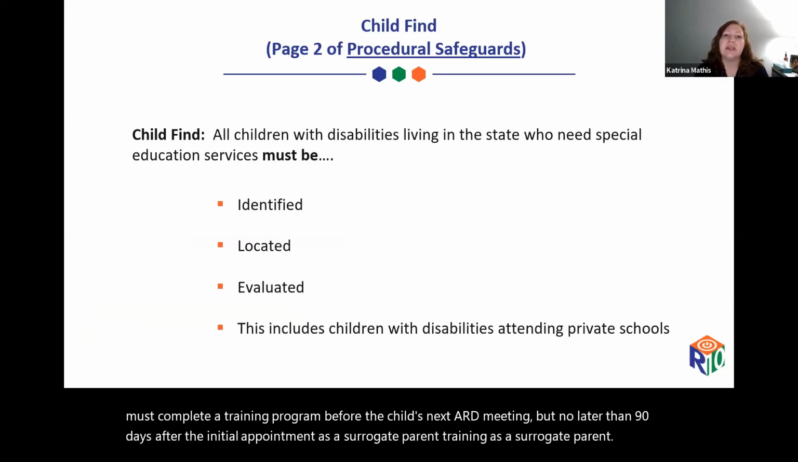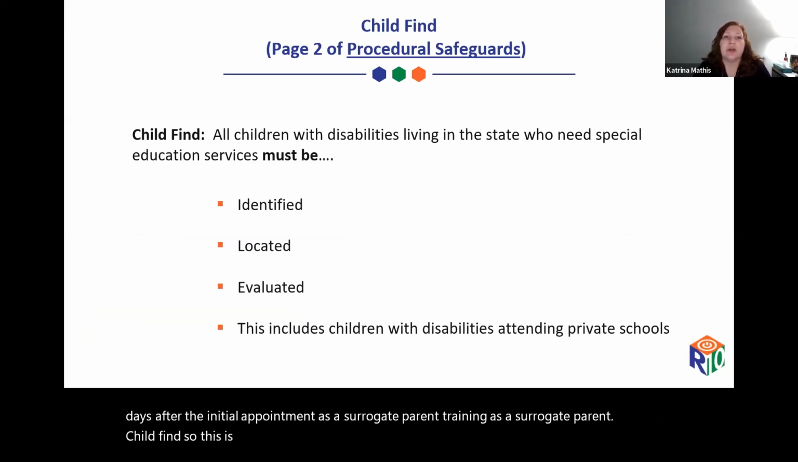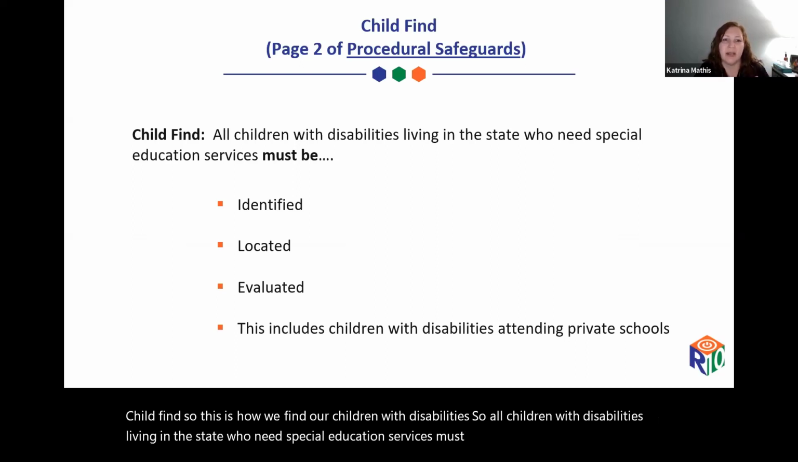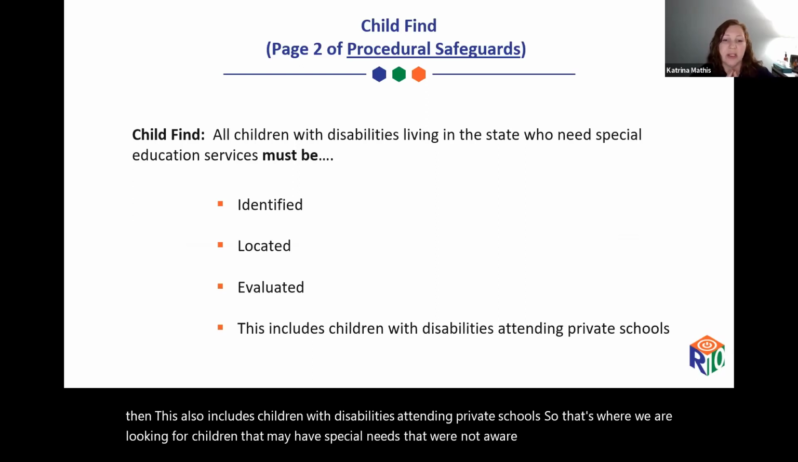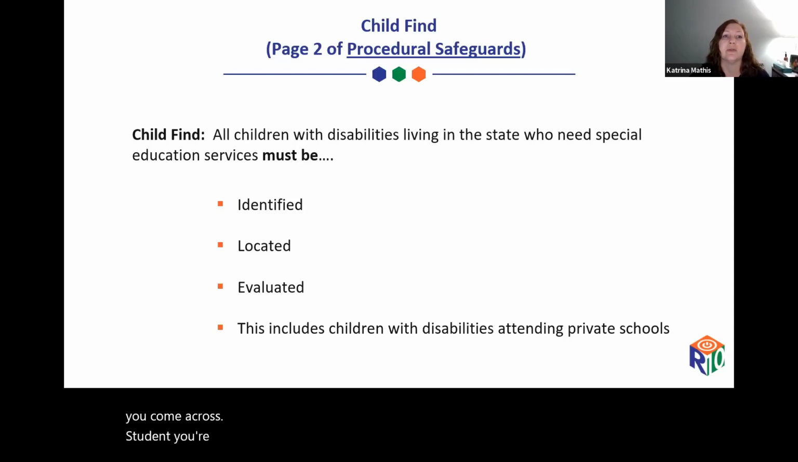Child find. So this is how we find our children with disabilities. All children with disabilities living in the state who need special education services must be identified, located, and evaluated. This also includes children with disabilities attending private schools. So that's where we are looking for children that may have special needs that we're not aware of. So anytime that you come across a student, you're able to make a child find referral.